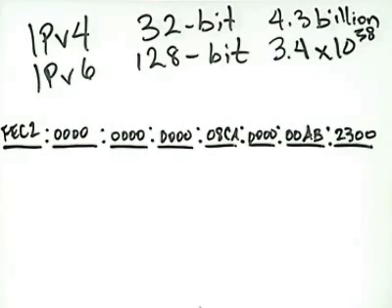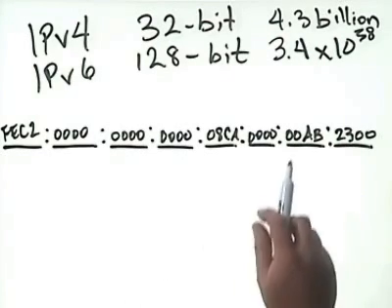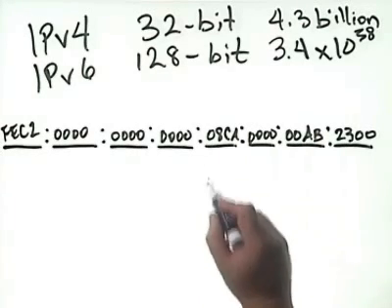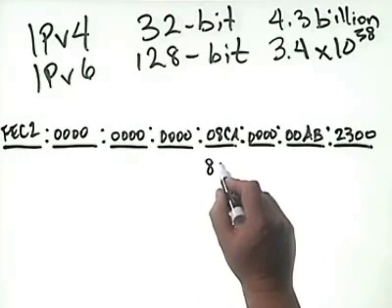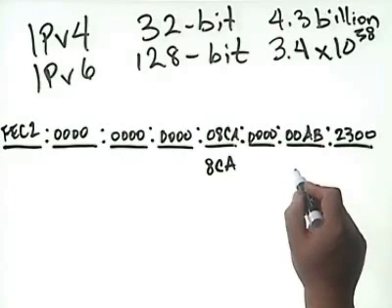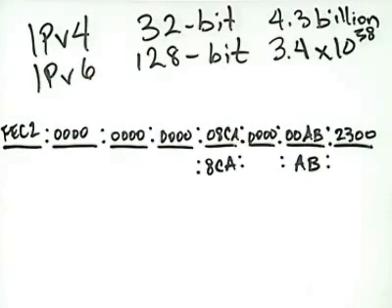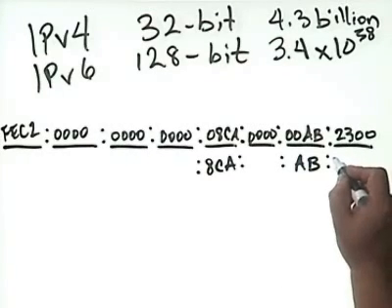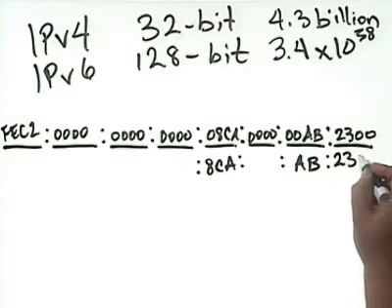There are several ways to simplify the IP version 6 address. One way is by omitting any leading zeros within a quartet. So for instance, this quartet could be written as simply 8CA, and this one could be written as AB. Trailing zeros must be left as they are. So in this case, this must remain as 2300.